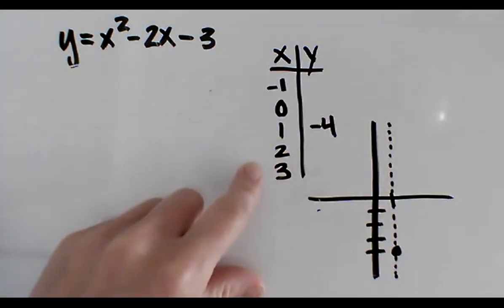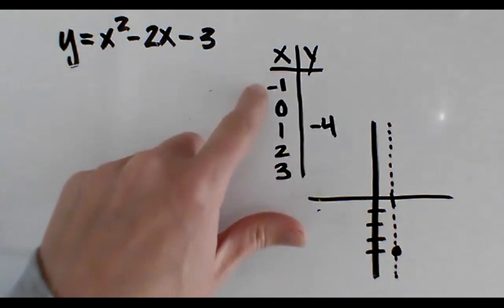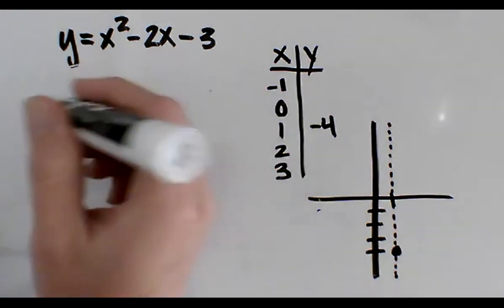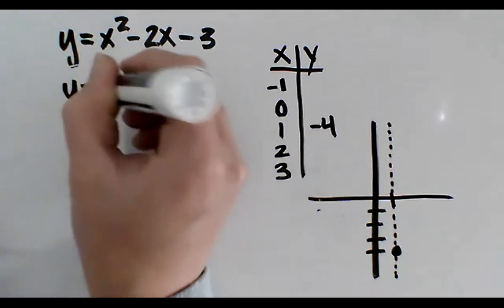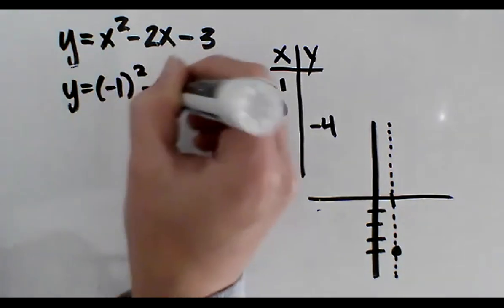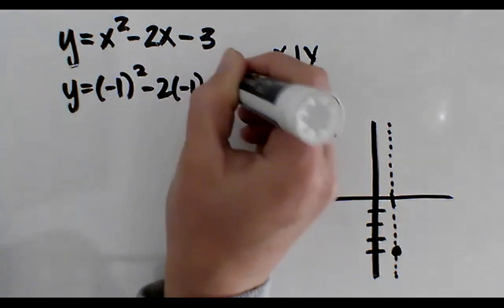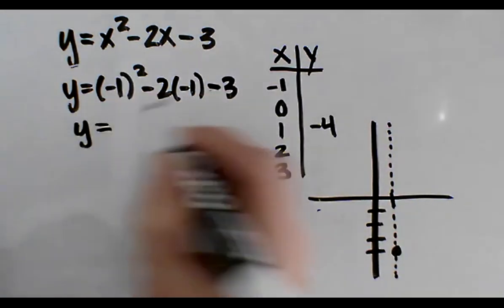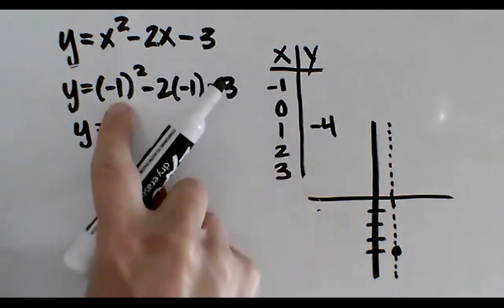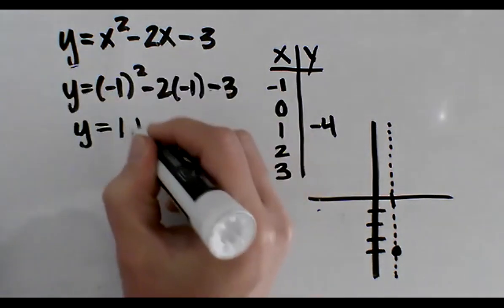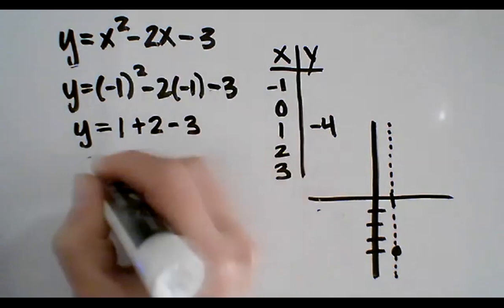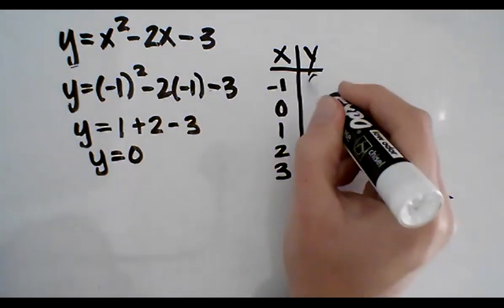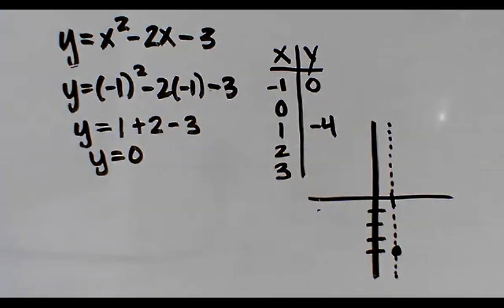Using this now, we're going to create a table of values by substituting each of these into our equation up here. So I'm going to start with -1. So we would get (-1) squared minus 2 times -1 minus 3. If I were to type this into a calculator, or we can do it by using order of operations, we would get 1 plus 2 minus 3, which is 0. So we know when x is -1, y is equal to 0.